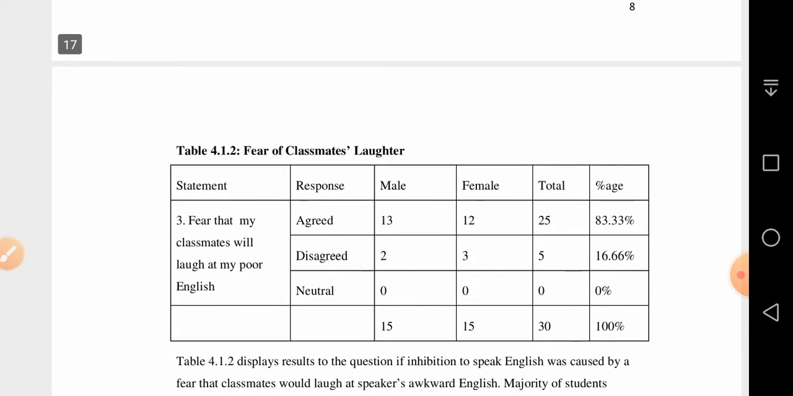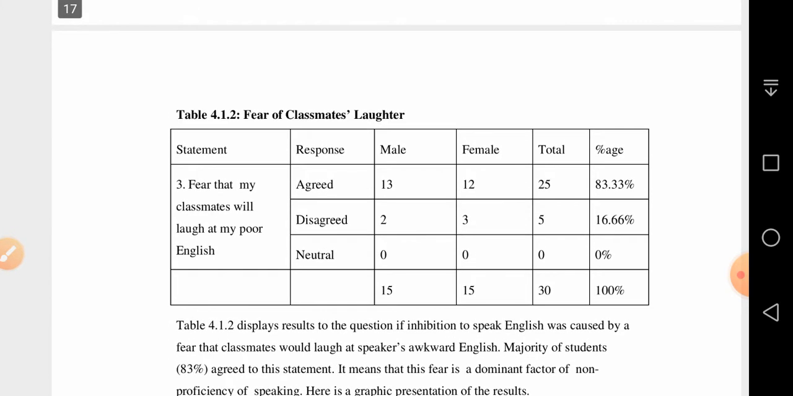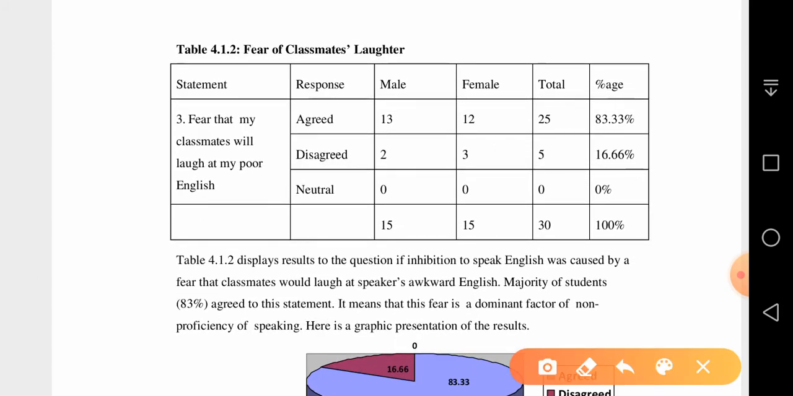So in the second part, table 4.1.2, where 4.1 means the heading which is already at the top: fear of classmates' laughter. These are psychological factors. The item was: fear that my classmates will laugh at my poor English. So this was a question, an item on the questionnaire.